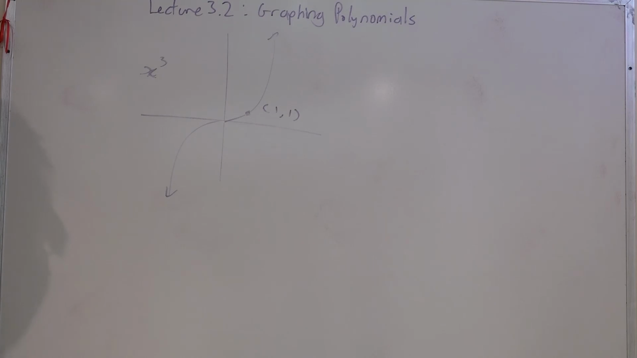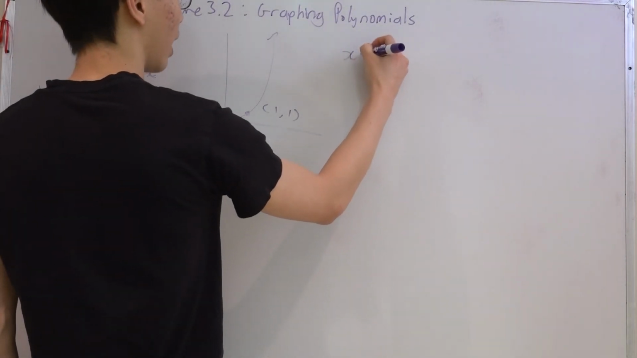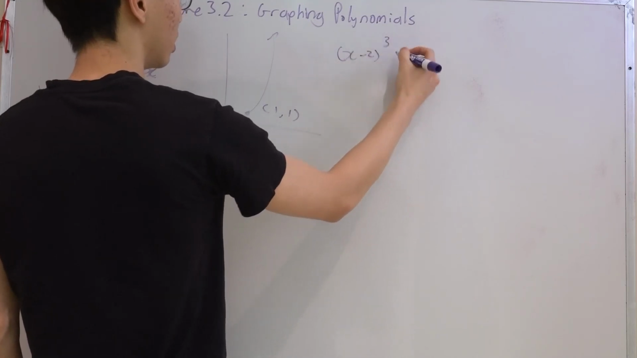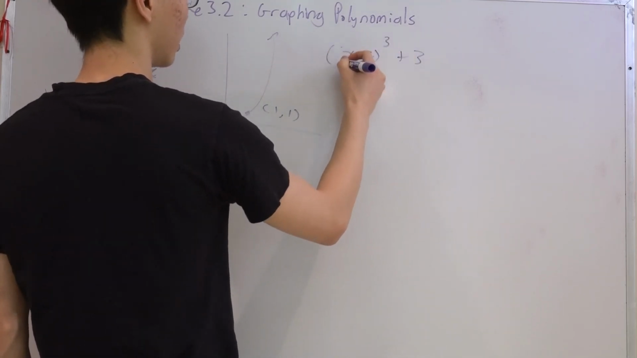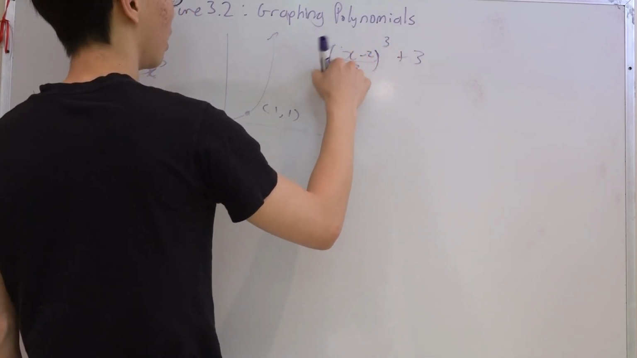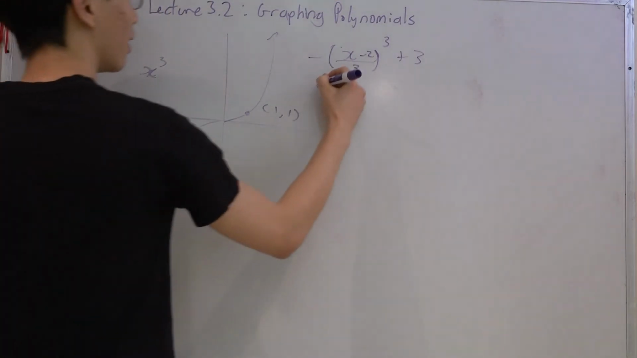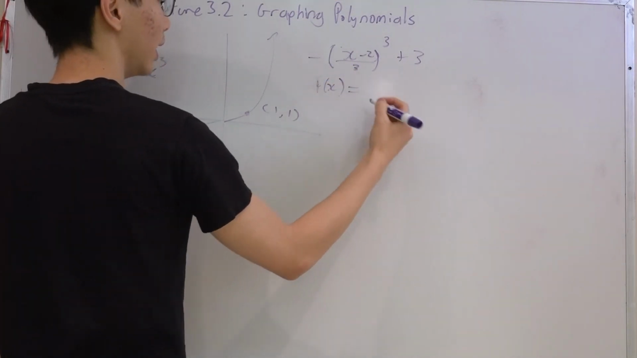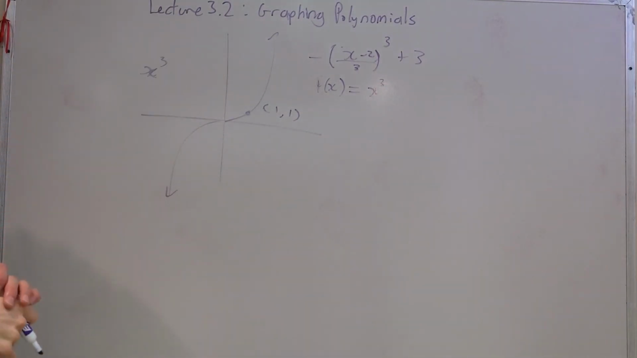So now, for example, I can ask you to do x minus 2 cubed plus 3. Let's just do something with the thing on the inside. Let's divide it by 3. And then we'll put a negative out front. So of course the parent graph f of x is just x cubed. So what is this transformation doing? Think about what this transformation is doing.